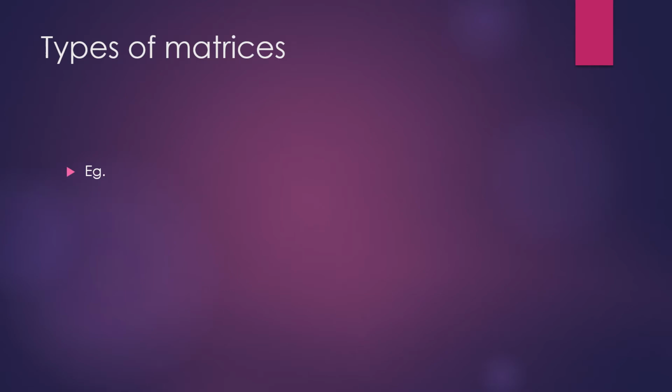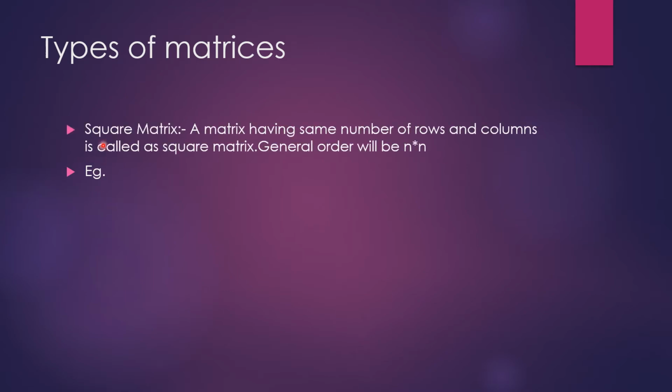Now let us study the types of matrices. The very first type of matrix is called a square matrix. What does it mean by square matrix? A matrix having the same number of rows and columns. That is, the number of rows and number of columns will remain the same, that is 2 by 2, 3 by 3, 4 by 4. So that matrix is called a square matrix. And the general order of a square matrix will be n by n, that is 2 by 2, 3 by 3, 4 by 4, and so on.